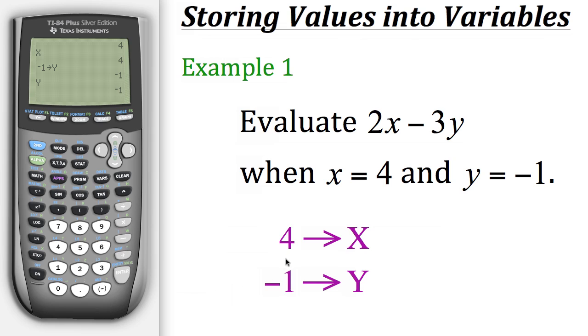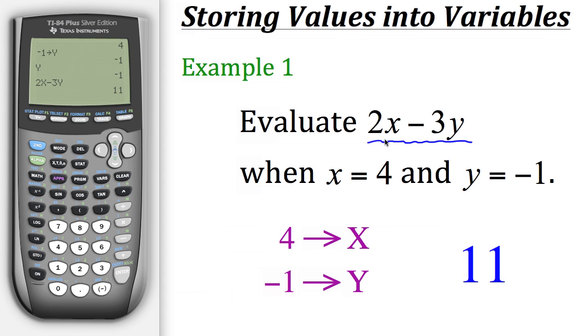Now that we have both our x and y values set up, let's evaluate our expression, 2x minus 3y. So to do that, all we need to do is type it onto our calculator. So we'll first do 2, and then bring up x, and then minus 3 times y. Now when we hit enter, the calculator will give us the result based on the assigned values for our x and y variables, which in this case is 11.